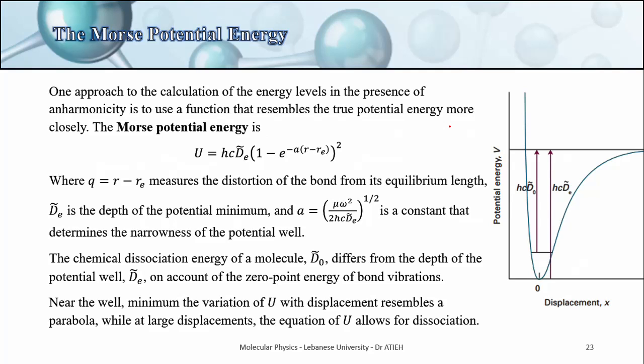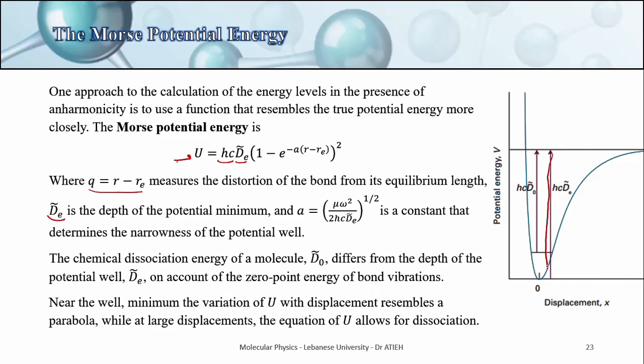The Morse potential energy has this equation. U, the potential energy, equals hc d bar E, times 1 minus exponential of minus A times (R minus RE), all of it squared, where Q is equal to R minus RE, as we have seen before. It measures the distortion of the bond from its equilibrium length. It measures the contraction or the relaxation of the bond. d bar E is the depth of the potential minimum. So this is d bar E from the graph.